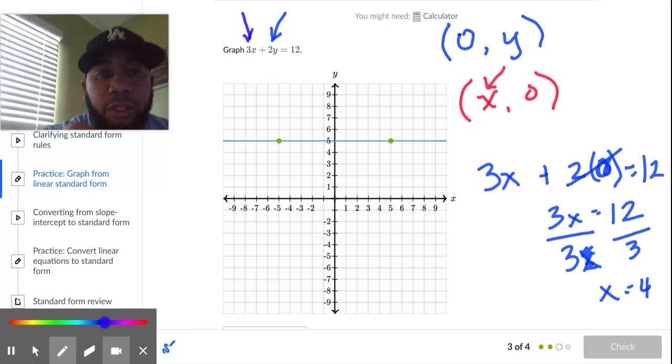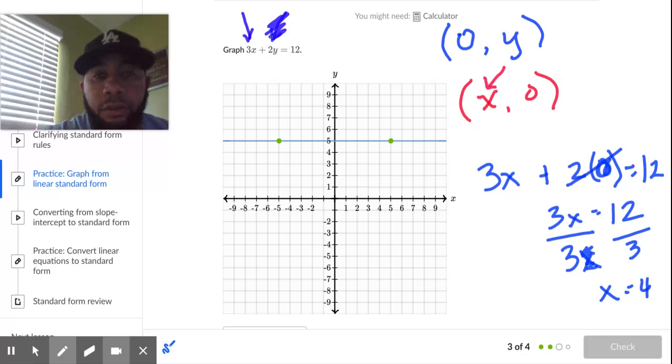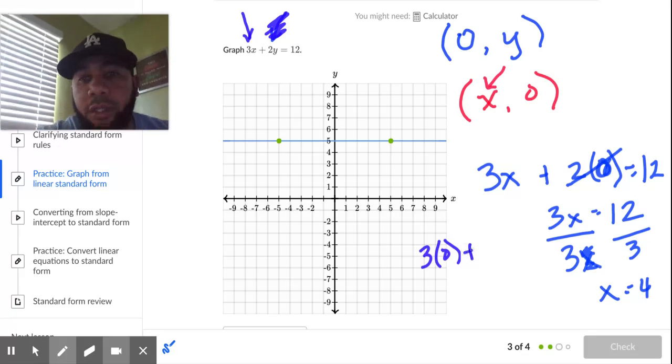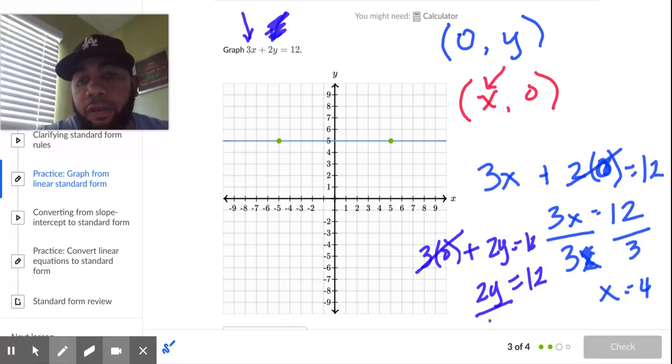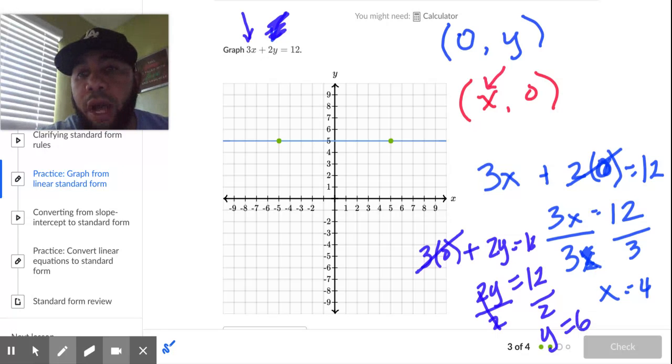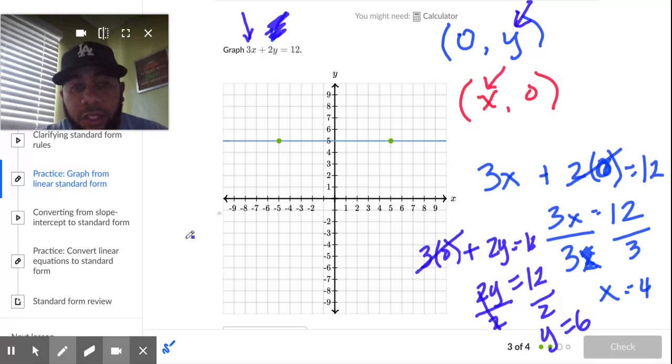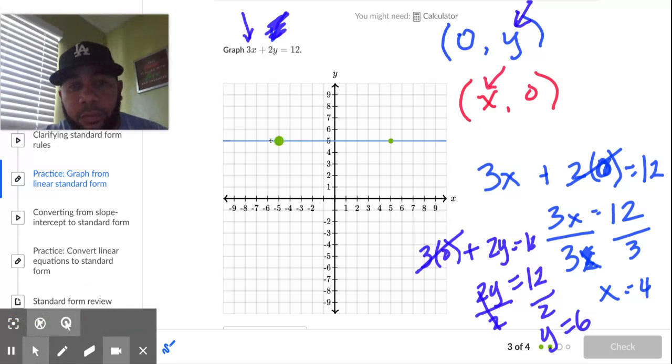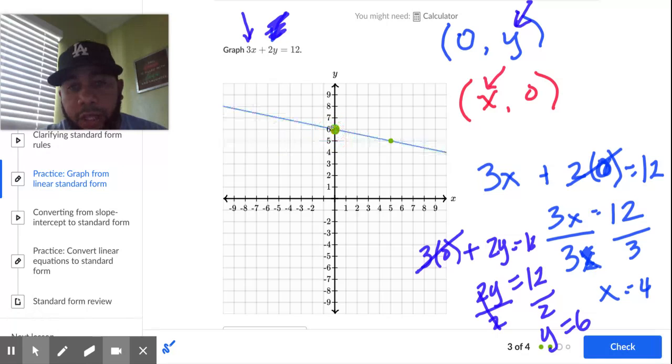If x was now 0 and y wasn't, then you would have 3 times 0 plus 2y equals 12. 3 times 0 is just 0, so you'd have 2y equals 12. Divide both sides by 2, and you get y equals 6. So this y, that's that one, would be 6. And so we know if x is 0, y is 6, and that point is right there.